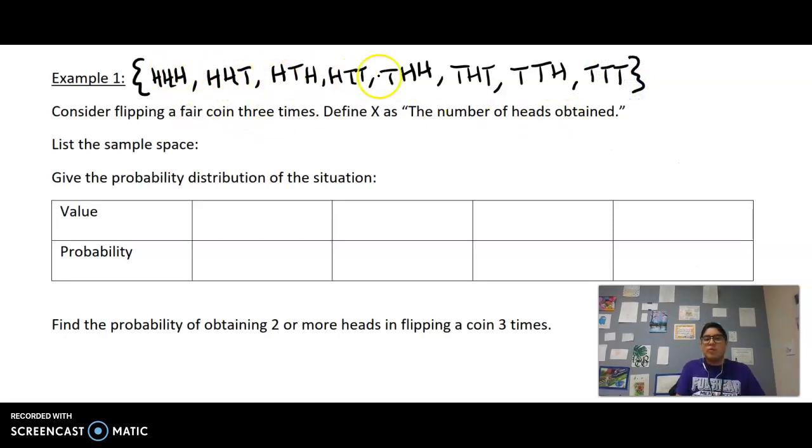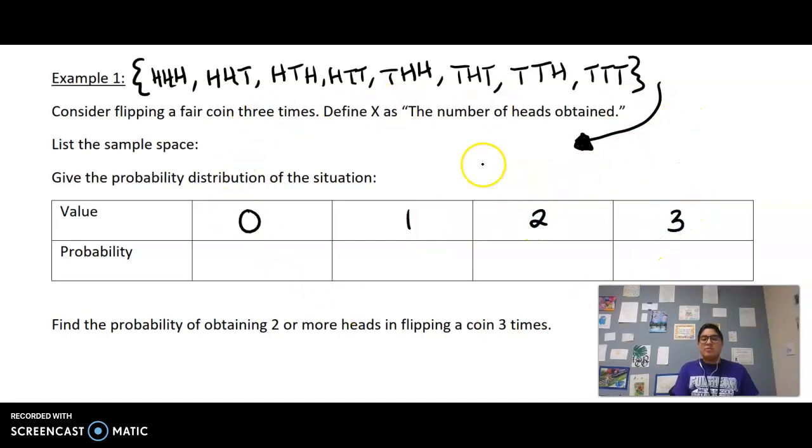We have 1, 2, 3, 4, 5, 6, 7, 8 outcomes. So these are all the possibilities here. And my sample space is supposed to go right here, y'all. I'm sorry. I was just so excited about random variables. Okay, so we can have no heads, 1 head, 2 heads, or 3 heads.